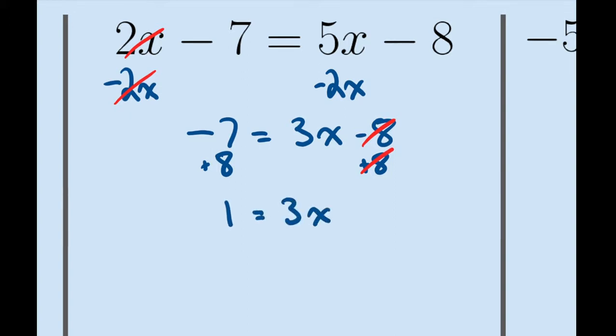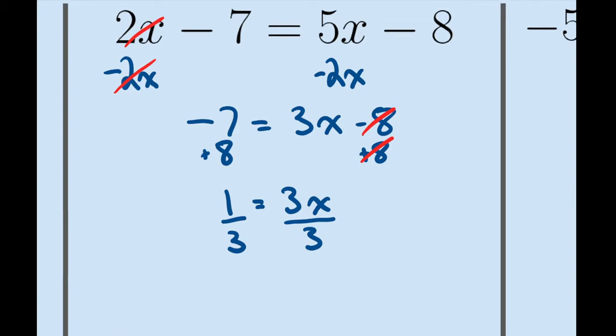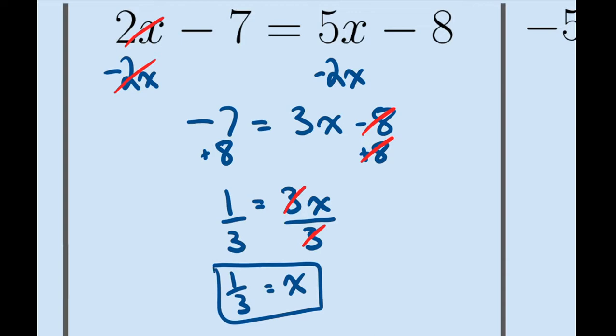Last step, I'm going to divide by 3 on one side, divide by 3 on the other. Now, you might realize we're going to end up with a fraction, which is okay. I'm going to leave it as 1/3. You could turn it into a decimal, 0.333, and so on. Or you can leave it as a fraction, 1/3, and on the right side you have x. So you have x equals 1/3.